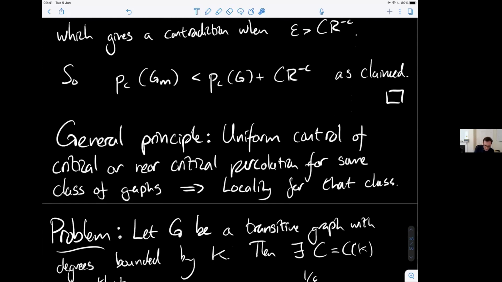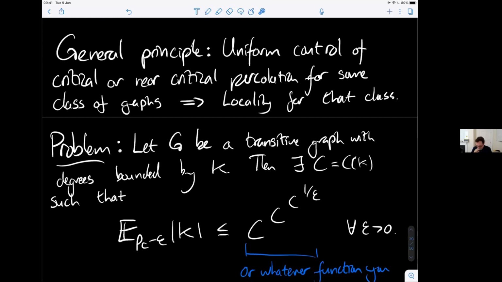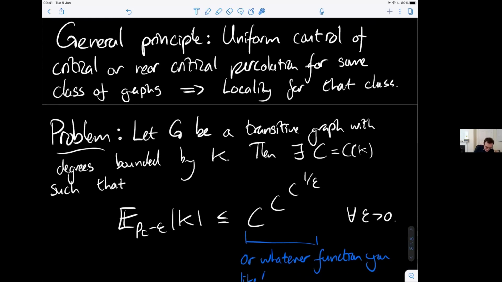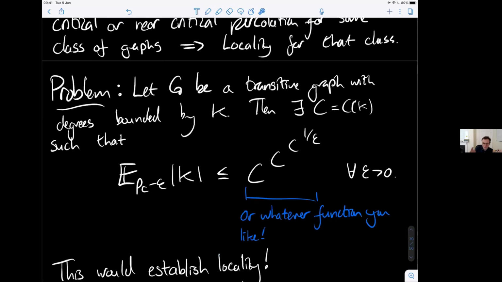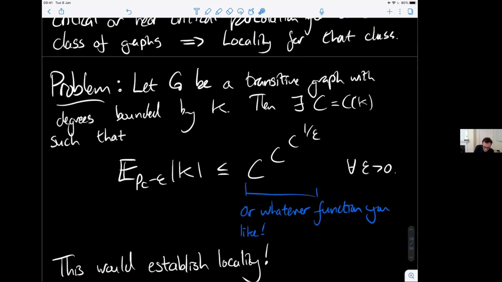And the general principle here is that if you have any uniform control of critical or near critical percolation for some class of graphs where you really need an upper bound on something, then this is going to give you locality for that class. Okay, and one thing to note here is that you don't need to prove that there aren't infinite clusters in the class. This is just an example of the kind of thing one might try to prove.